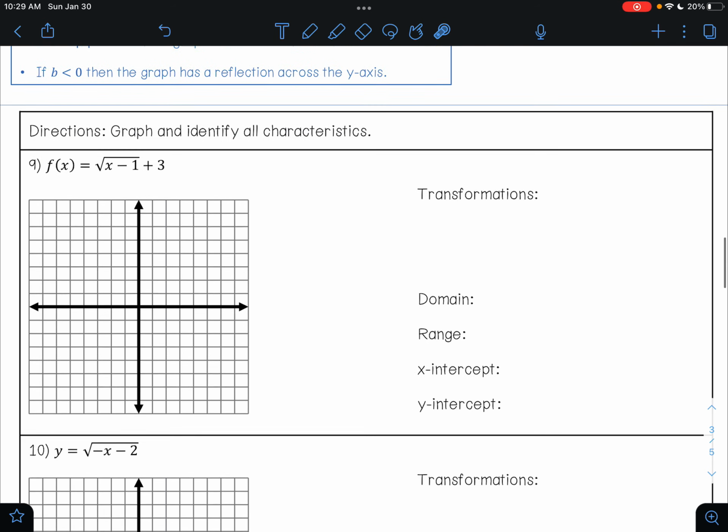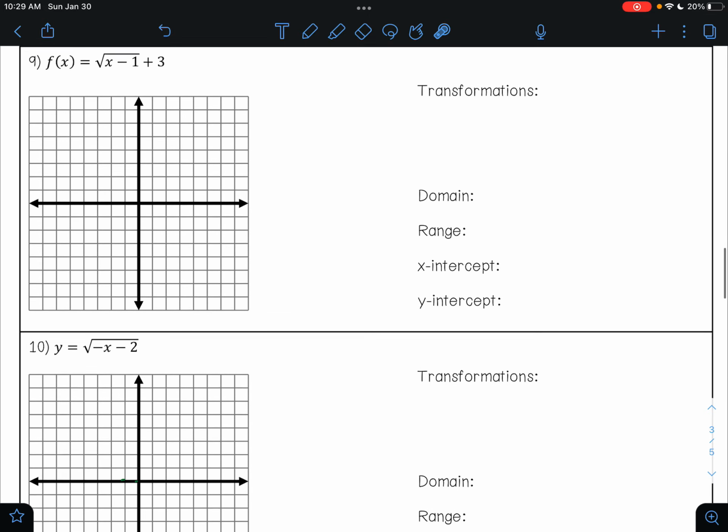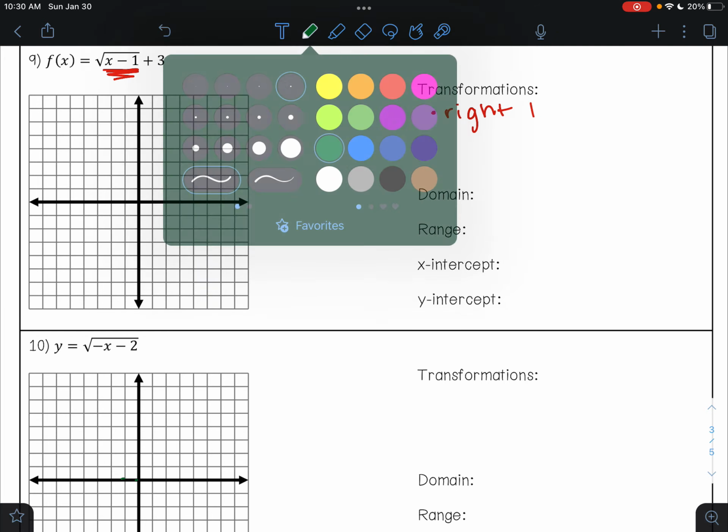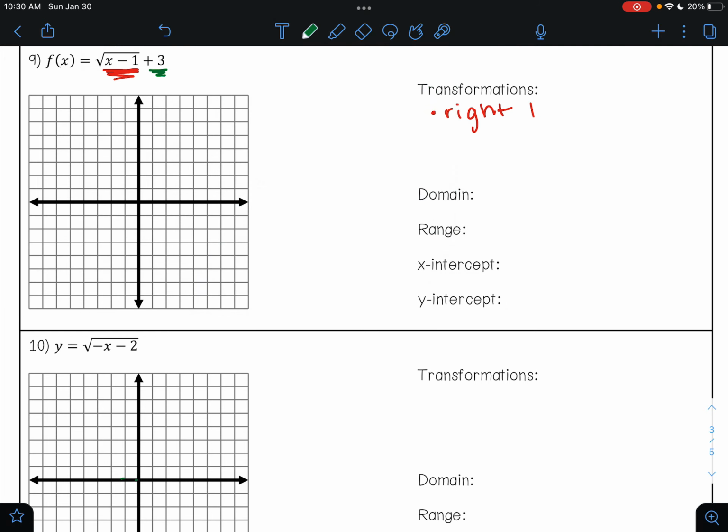With that being said, let's go ahead and look at example 9. On example 9, we have f of x equals the square root of x minus 1, plus 3. The first thing that I notice is that I have x minus 1 underneath my square root symbol. That tells me that this graph is going to the right 1 unit. I can also see that I have plus 3 on the end here. So that tells me that this graph has been translated up 3 units.